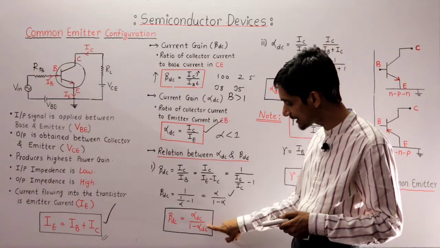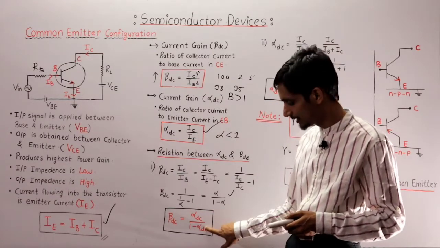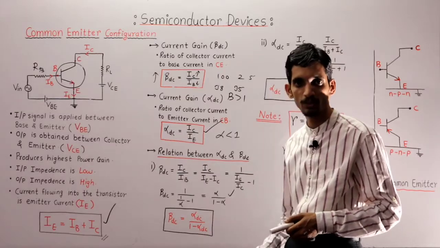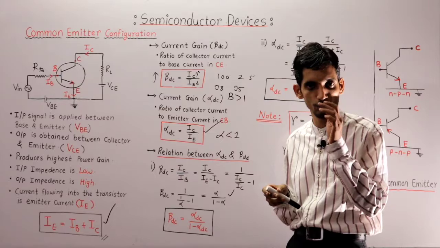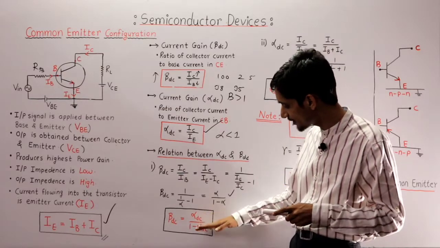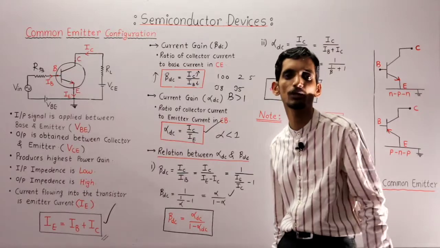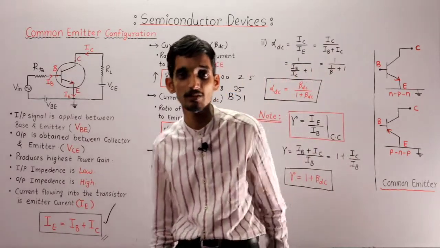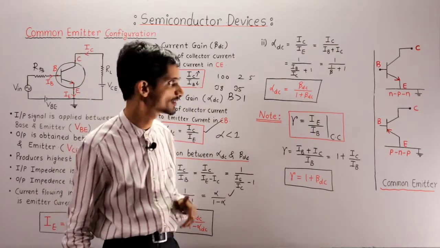Now suppose this beta is greater than 1 and alpha is less than 1. If this quantity is less than 1, then 1 minus something which is less than 1, definitely the answer should be less than 1. Now alpha is divided by a less than 1 quantity, it becomes a larger value. That's why beta is greater than 1, alpha is less than 1. Beta DC is equal to alpha DC upon 1 minus alpha DC.